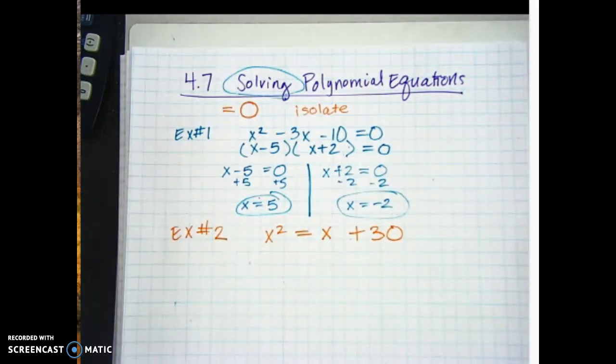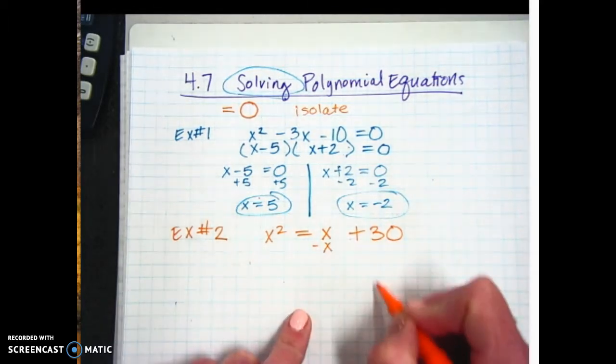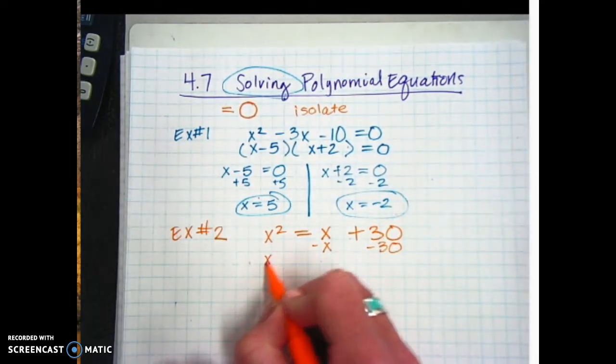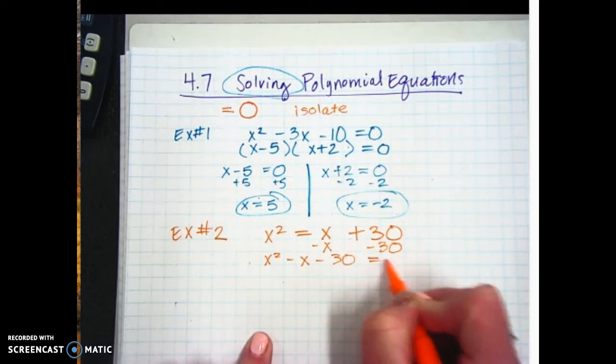Example number 2, we've got x squared equals x plus 30. So the first thing we've got to do is isolate, okay? The x squared's already on the left side of the equal sign, so the easiest thing to do is to move these other two terms over there. Subtract the x, subtract the 30. That's going to set it equal to 0 for us. So we have x squared minus x minus 30 equals 0.